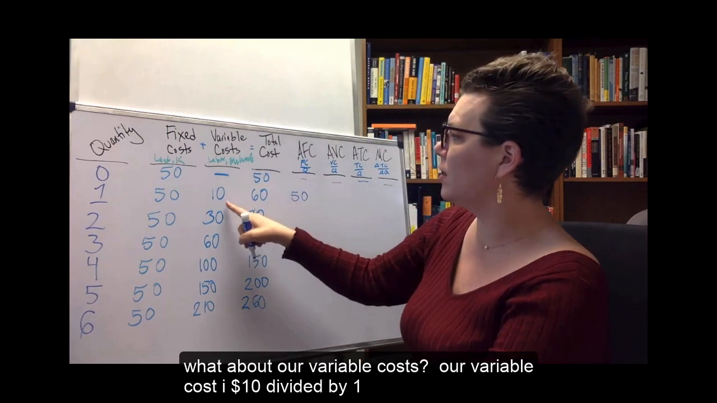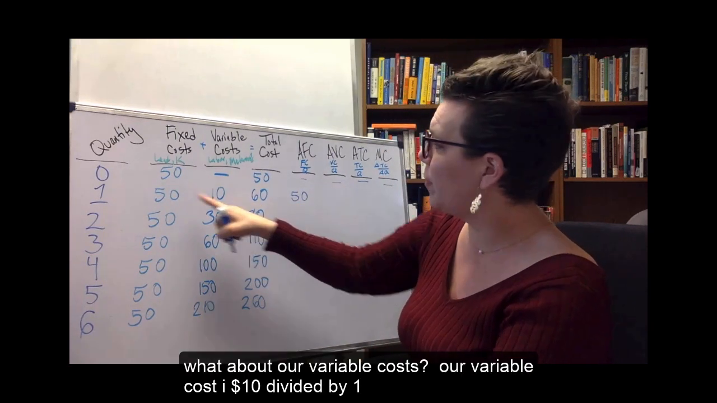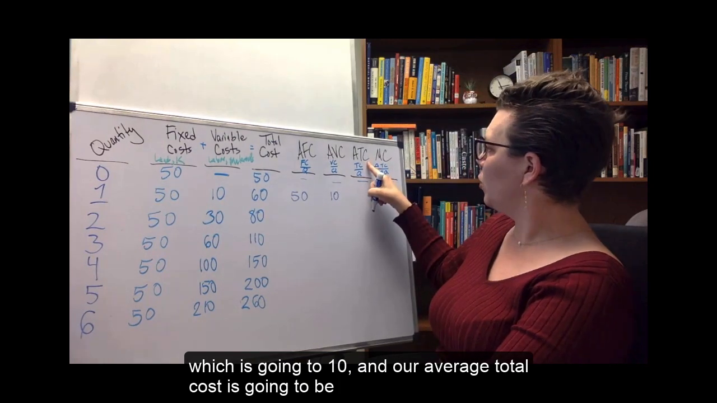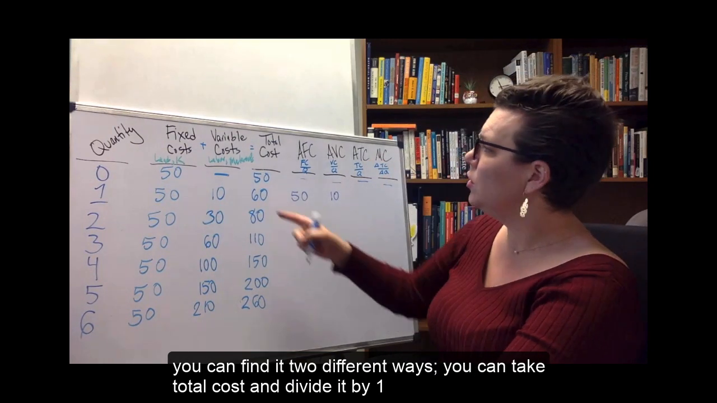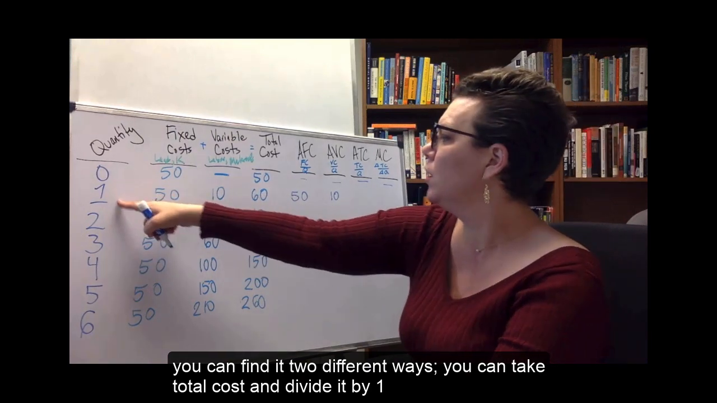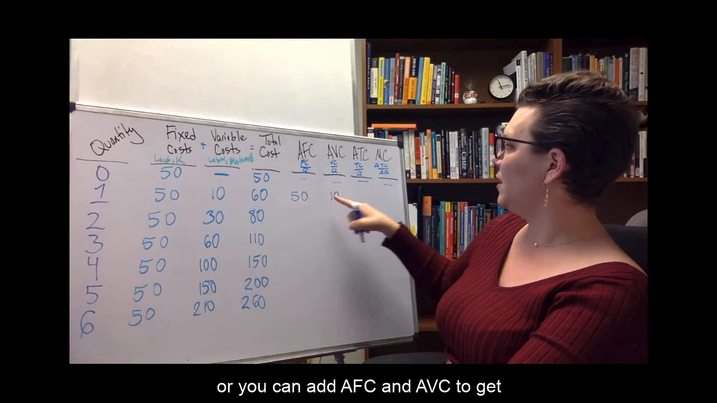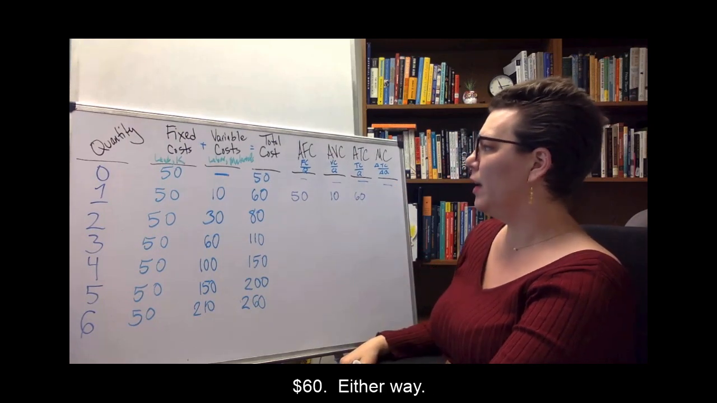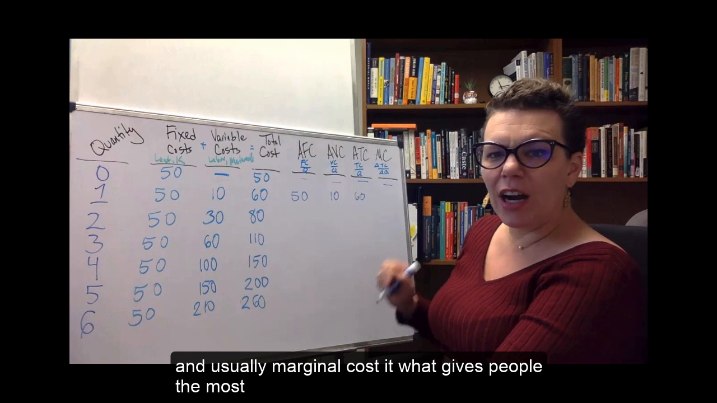What about our variable cost? Our variable cost is 10 divided by our quantity of 1, just going to be 10. And our average total cost, well, you can find it 2 different ways. You can take total cost divided by 1, or you can add average fixed and average variable to get 60. Either way.